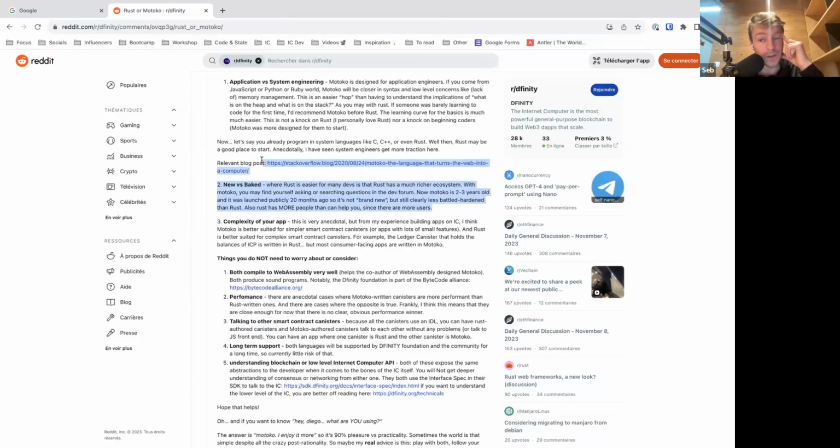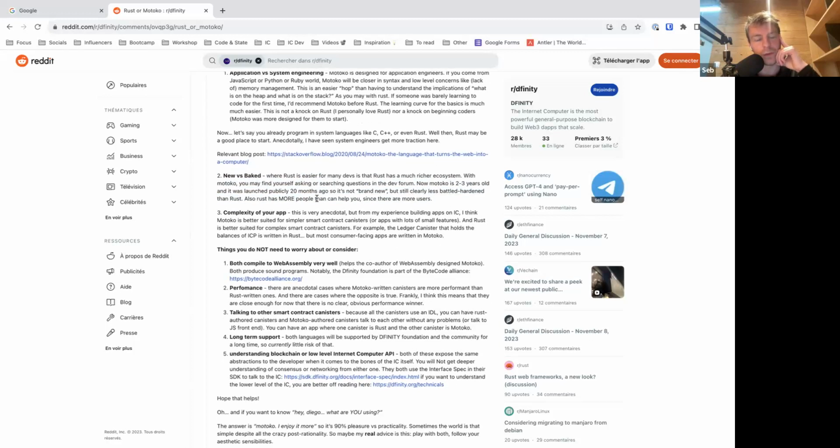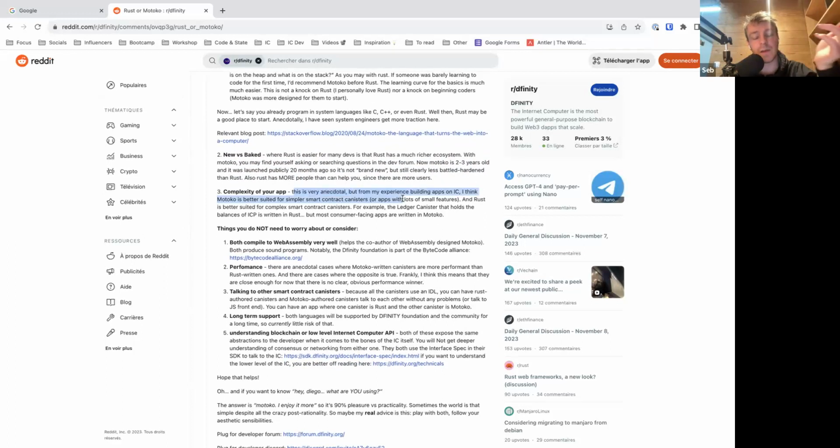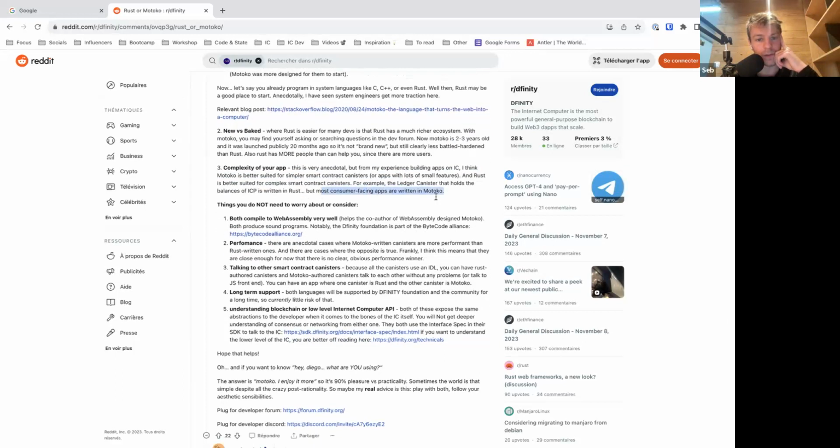Rust is not new. Rust is an established language, whereas Motoko is pretty new. You can see Motoko is 2-3 years old, but it was publicly launched 20 months ago. So it's very, very new. And you don't have a lot of people, even though it has been quite cool to see new Motoko developers, we are still a small community. He's basically saying Motoko is better suited for simpler smart contracts or apps with a lot of small features, and Rust is suited for complex smart contracts. The Ledger Canister is written in Rust, but most consumer-facing applications are written in Motoko.